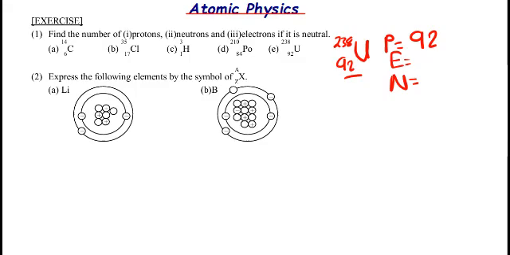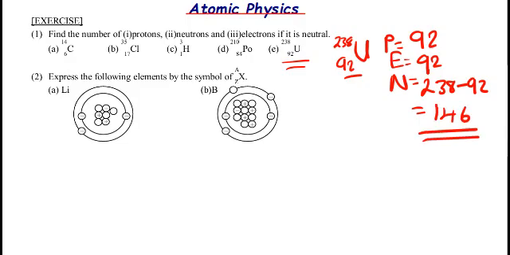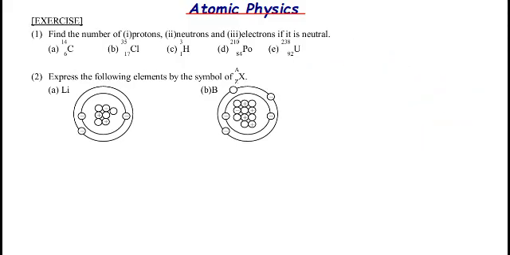And then the number of electrons, for the fact that this is the neutral atom, therefore we have 92 electrons as well. Now for the number of neutrons, you say 238 minus 92. The answer that you're going to get is the number of neutrons. So you're going to have 146. That is your answer for the number of neutrons. I hope you have understood this. It is very easy and straightforward.